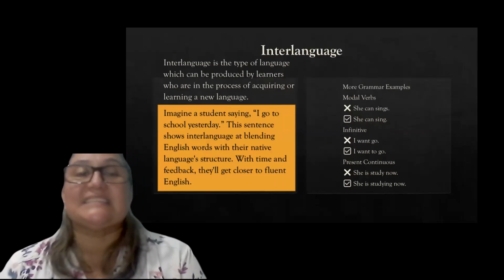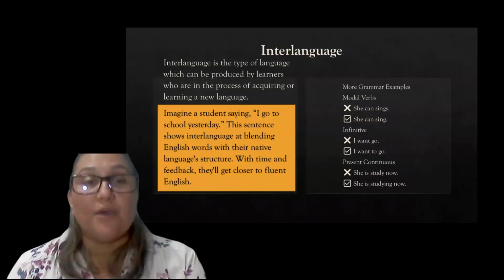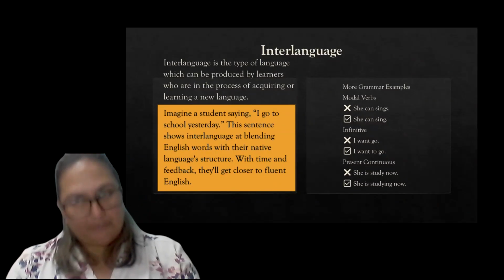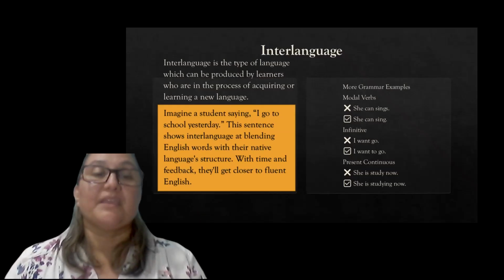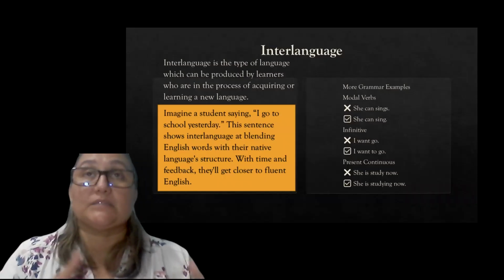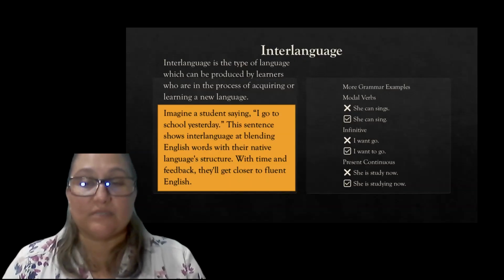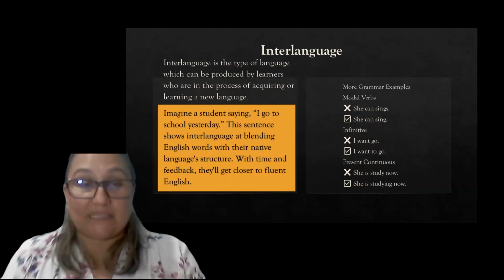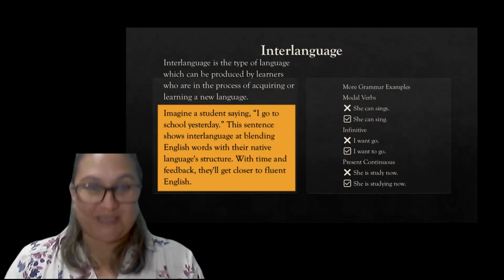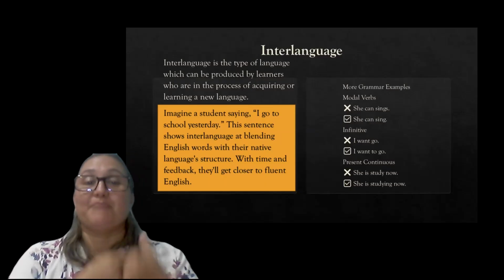The interlanguage is the type of language which can be produced by learners who are in the process of acquiring and learning a new language. For example, let's think. A student says, "I go to school yesterday." This sentence shows interlanguage when he is blending the English words with the native language structure. Okay, because we know if something happened yesterday, it is past time.